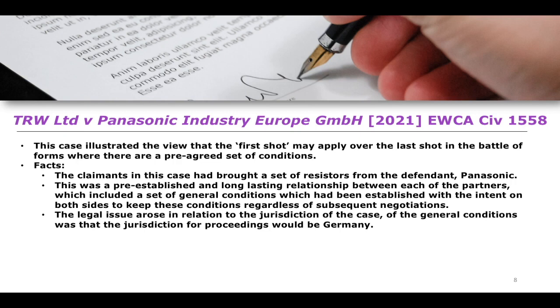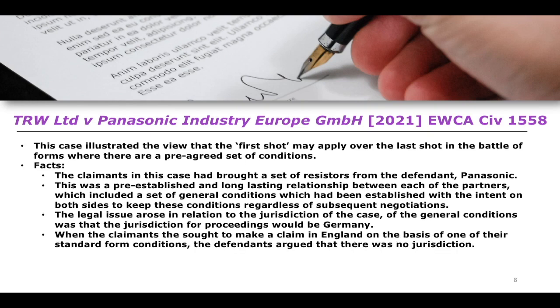The general conditions that were established previously stated that the jurisdiction for proceedings would be in Germany. So they said at the beginning of the negotiations, the jurisdiction for any legal case that was to arise would be Germany, no other jurisdiction would be valid. And so when the claimant sought to make a claim in England on the basis of one of their standard form conditions, which had been subsequently established, the defendants argued that there was no jurisdiction.